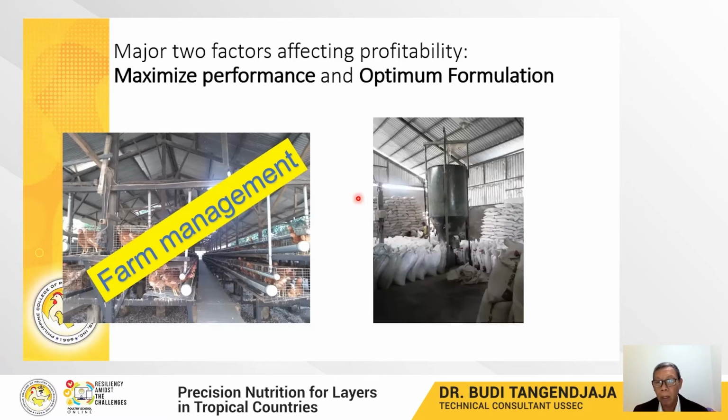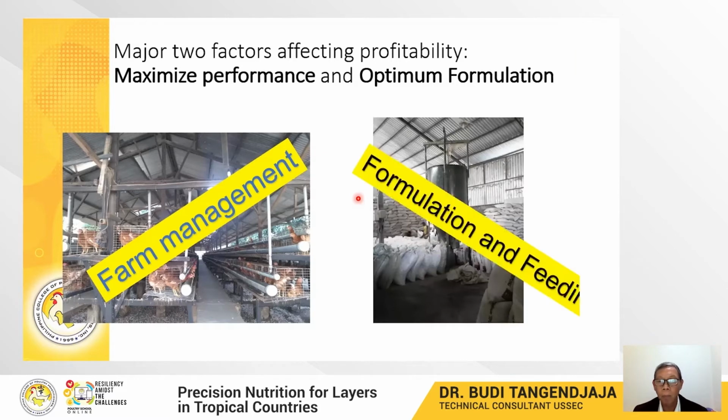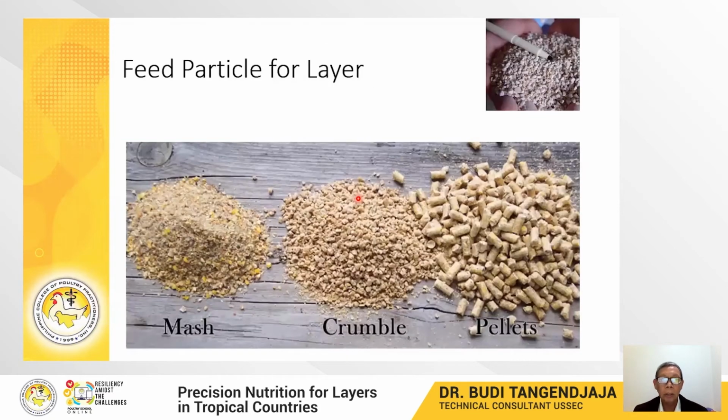What kind of processing, what kind of grinding system or mixing system, whether you're able to produce the feed in a more consistent result based on the formula. So this is another one which is considered for feeding layer. Should we feed the crumble feed?